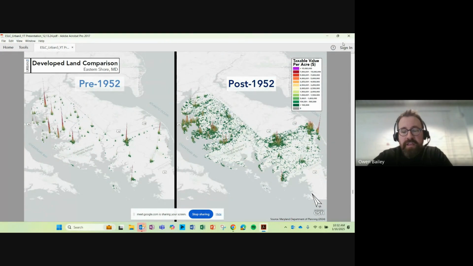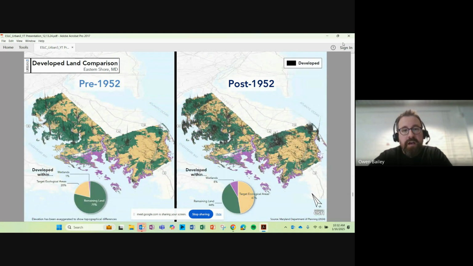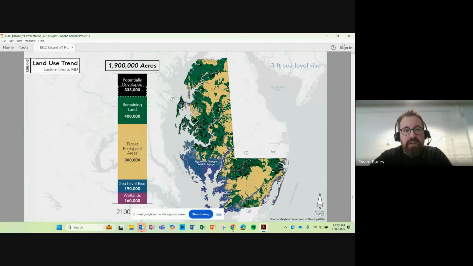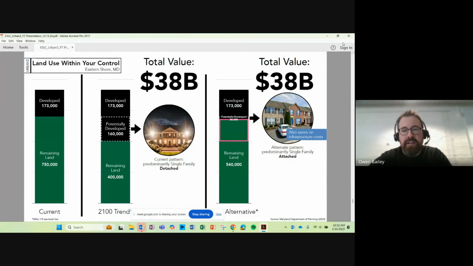So looking at the development patterns, we can either continue to go down the road that we've been, or we can look at our historical development types and think about how can we be more thoughtful in the future and set up future generations with better land use types. Let me get to the last slide here. So in the future, we can develop the way we have and get $38 billion more in property values on 160,000 acres. That's if we were to continue our current trends with low density.